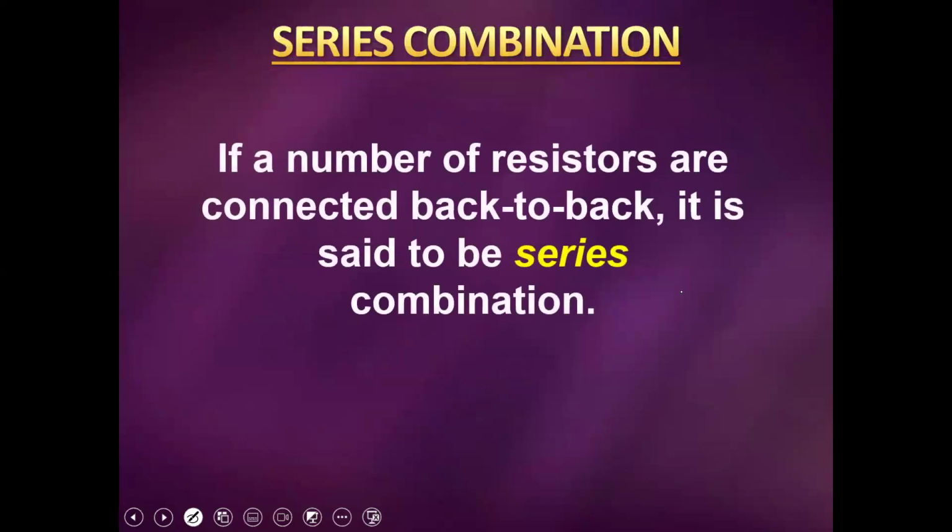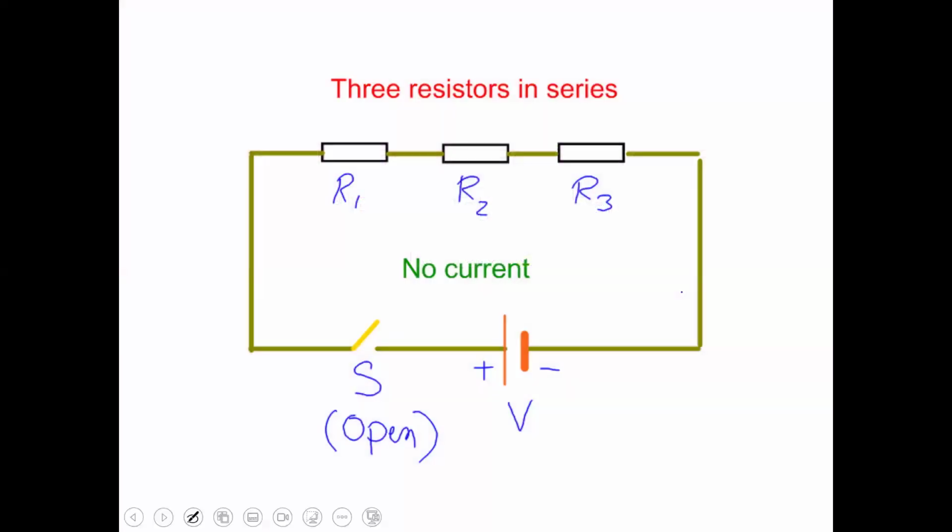Now, if we are starting with series, what is a series circuit? A series circuit is an idea that a number of resistors are connected back to back. There are three resistors. Normally, our course starts with two resistors. Two is the common number for series and parallel. But for understanding, you can connect a number of resistors in series. The idea is that you connect the resistors back to back in a line.